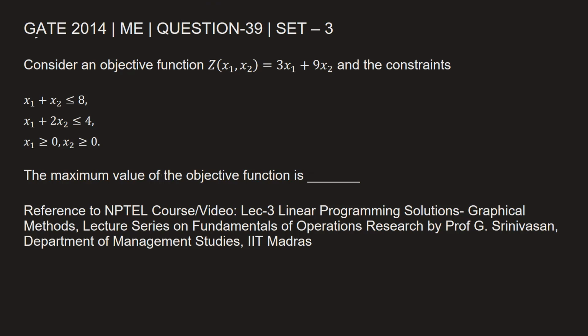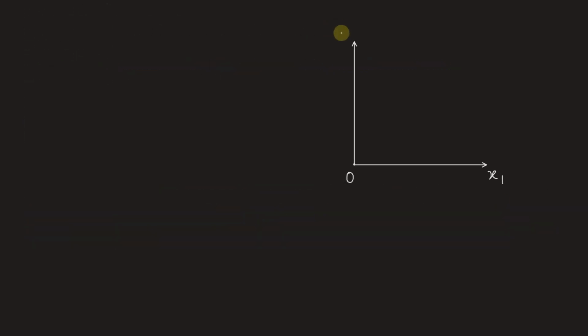So we need to maximize the function z. Let's see how z can be maximized subjected to these three conditions. So we can plot the two variables x1 and x2 on this axis, O being the origin, 0, 0.